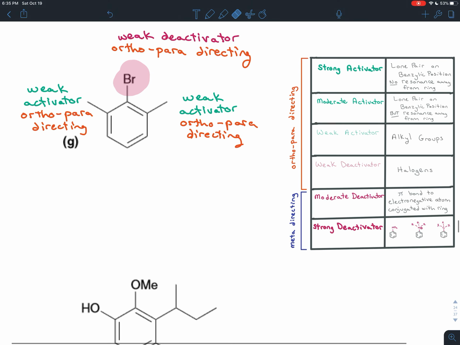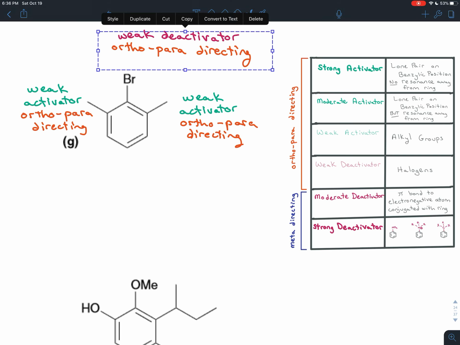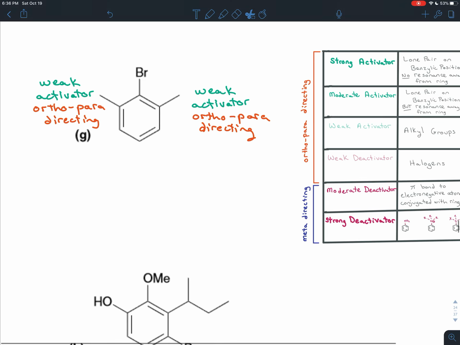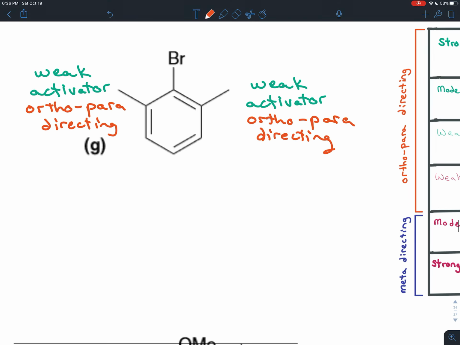Okay, well, if we're trying to add a branch to this ring, we want to know where it's going to add. We look for the directing effects of the most activating branch. And those are the weak activators. The weak activators are highest up here. They're higher up than the weak deactivators. So they're the most activating thing, and so we can get rid of that, and we just have to consider these alkyl groups. Now these tie, so we have to think about the directing effects of both of them.